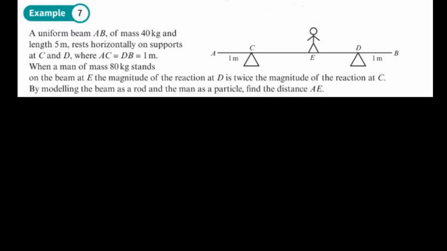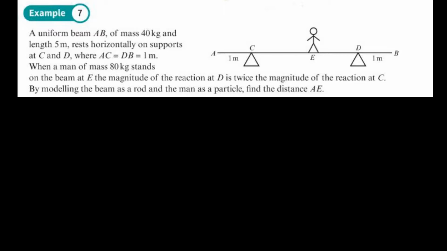Well, let's go again with another question. This time there are additional forces. We've got a person who's standing on the beam. We're told once again that the beam is uniform, and we know the mass of the beam, and we know its length, and I know the distance from the end of the beam to each of these supports. So that's what I've got on the diagram so far.